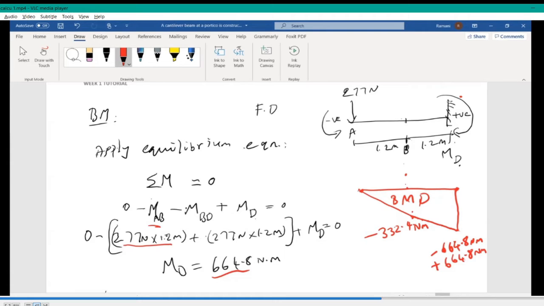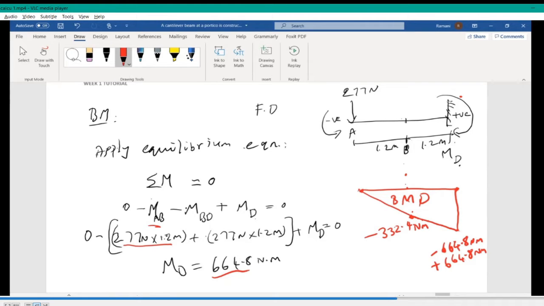So at this point, better to mark the value here because the section is changing. Otherwise, I can just leave it through one triangle only. Because the section is changing, I should know what the moment is here for my next calculation. That's why I'm marking here. So this moment will be this load times this distance. That is why 277 times 1.2 will be 332.4. That is the value I'm plotting here.